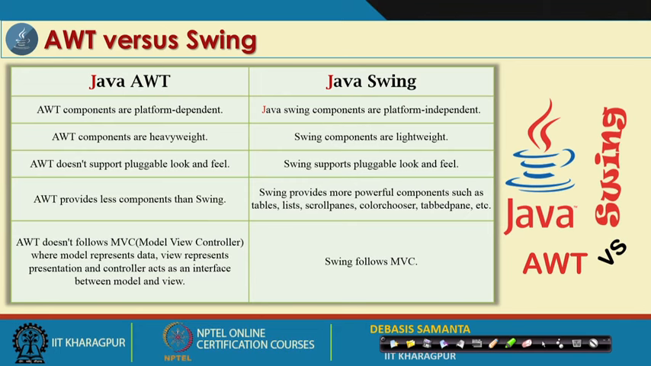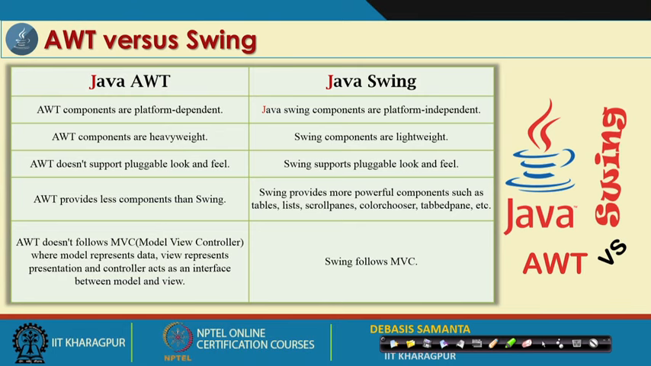And AWT components are heavyweight. Heavyweight means you have to write many things, the code, on your own, whereas Swing components are much more abstract than the AWT components. This means that you do not have to bother about how all those things come in and how they are implemented. You just simply plug and play. And AWT does not support pluggable look and feel.